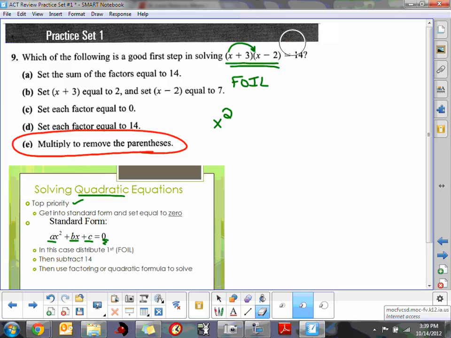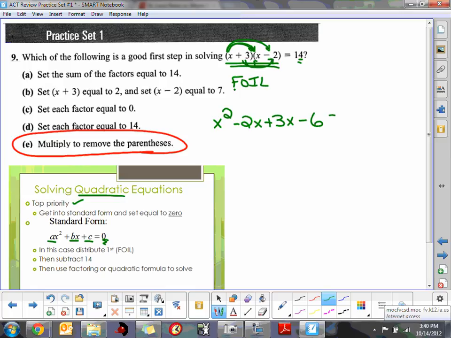So the first step, and that's all they're looking for, is to use your double distributive property, otherwise we can call it FOIL, to remove those parentheses so we can collect the like terms. So, an illustration of FOIL. The first terms in each binomial is x times x, which is x squared. The outermost two would be a negative 2 times x, which is negative 2x. The innermost two is positive 3 and x, so that's 3x. The last terms is a positive 3 times a negative 2, which is a negative 6. That was set equal to 14.